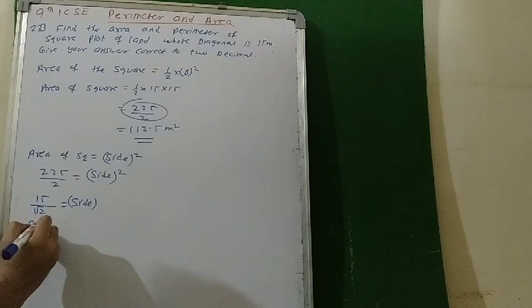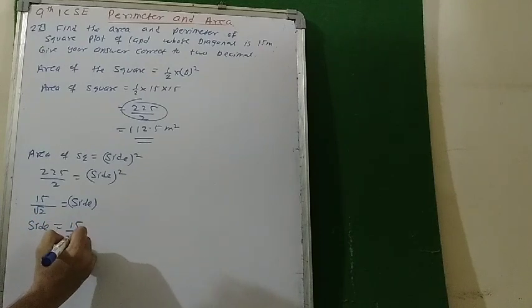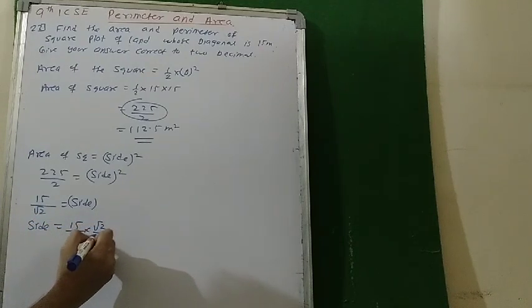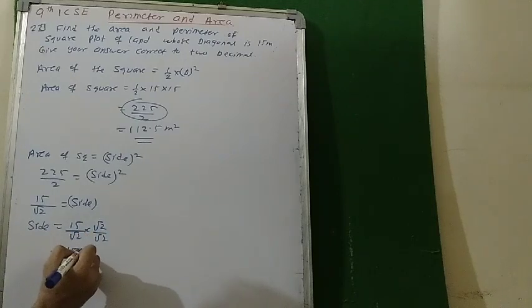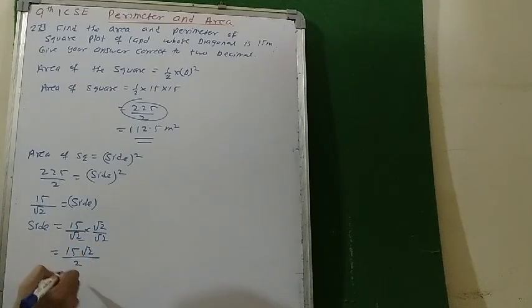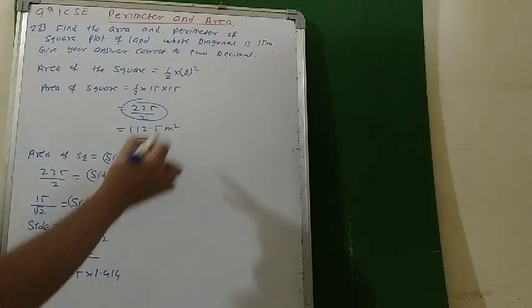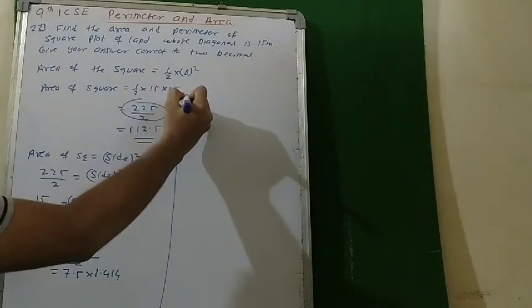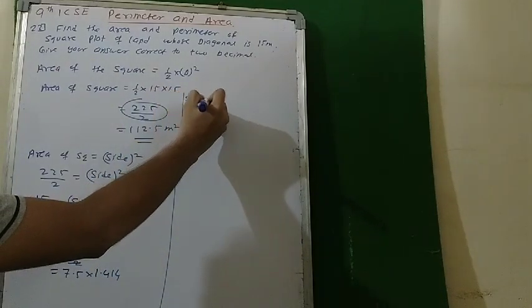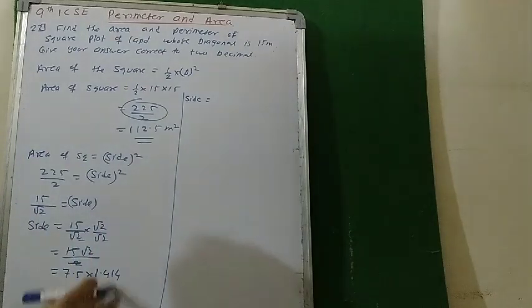So the side is equal to 15 upon root 2, multiplying by root 2 on top and bottom. So it is 15 root 2 upon 2, since root 2 into root 2 is 2. Root 2 can be written as 1.414. We have 1.414 as the value of root 2. Okay, remember this. So side is equal to 7.5 into 1.414, so I'll just keep it as it is.